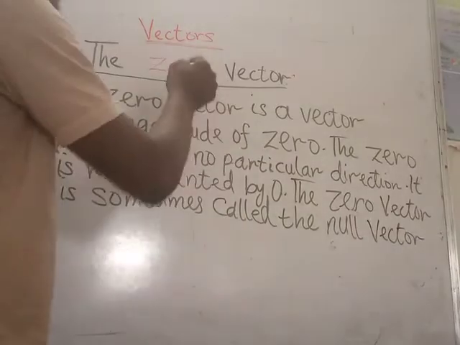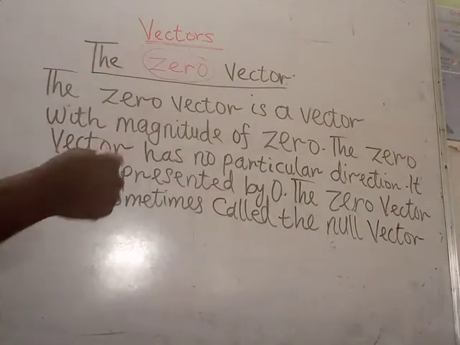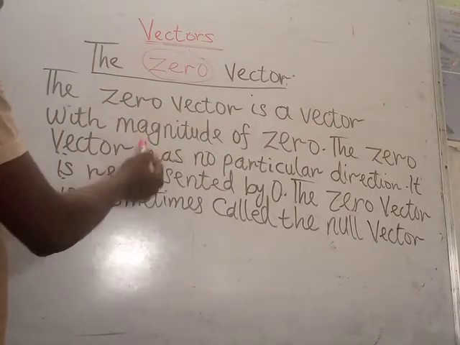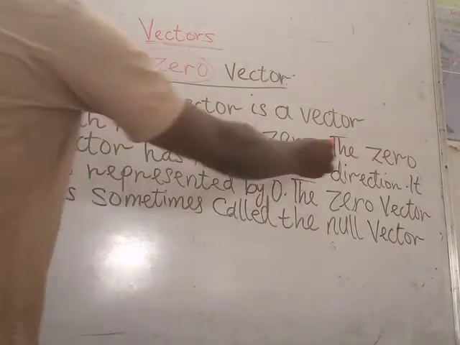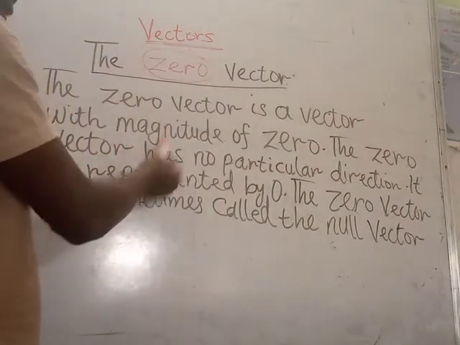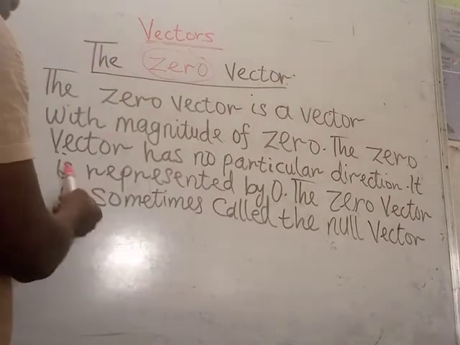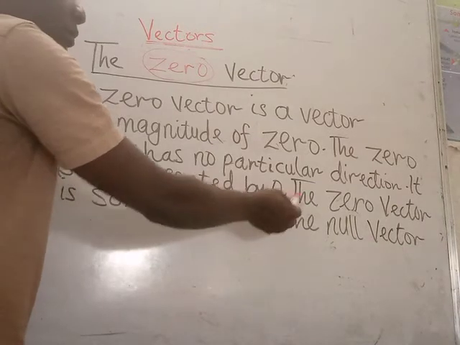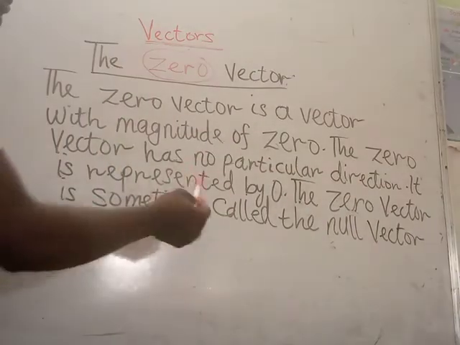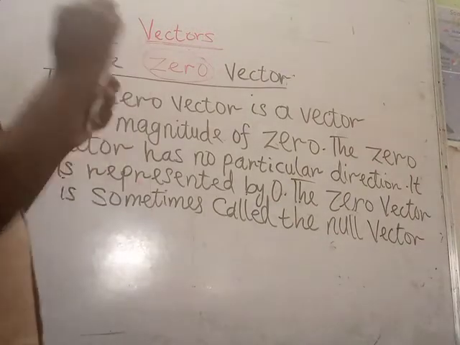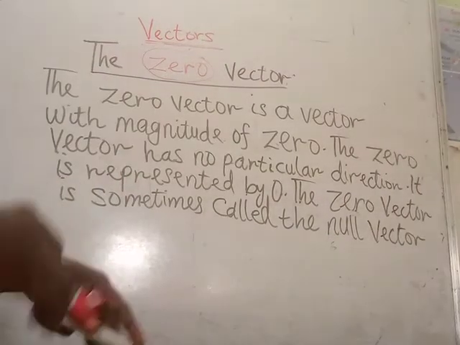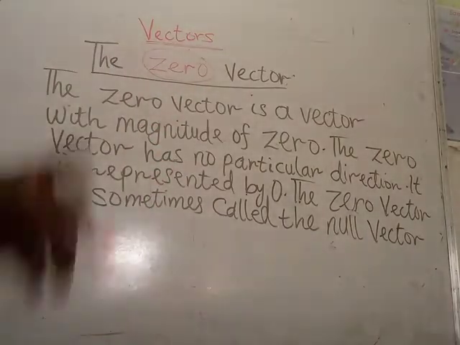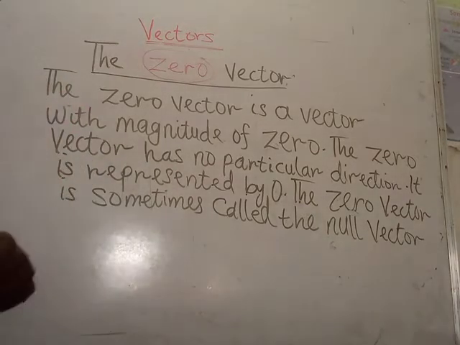So we'll take a look at a zero vector. The zero vector is a vector with magnitude of 0. The 0 vector has no particular direction. It is represented by the symbol 0. The 0 vector is sometimes called a null vector. So a vector whose magnitude is 0 and whose direction is also 0 is called the null vector or the 0 vector.